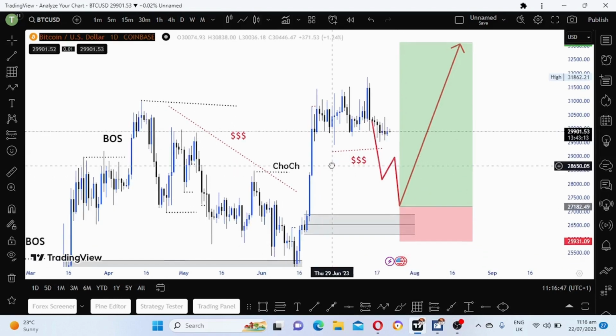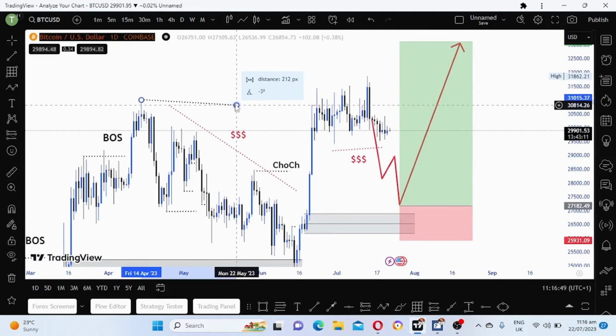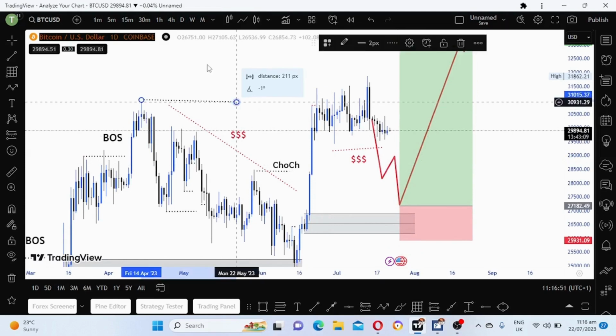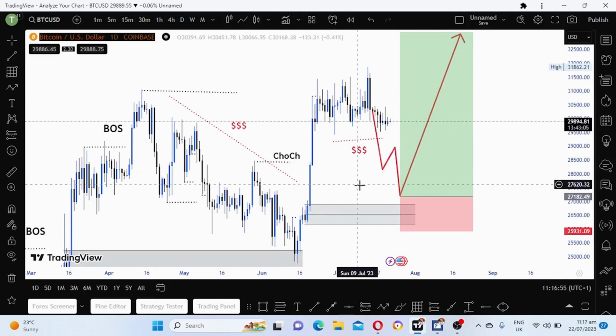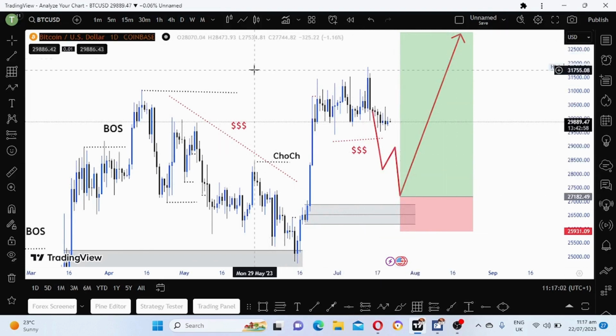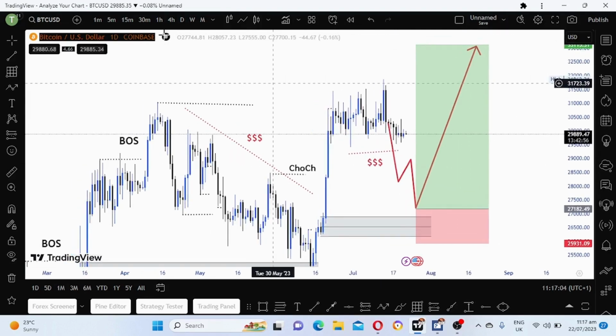I might buy here because we also have a break of structure already. A break of structure already happened, as you can see. So now I'm just waiting for price to come here and then we buy. So price has to come and collect the liquidity down here and then we buy. So that's my view on Bitcoin, guys. I don't have too much on Bitcoin.